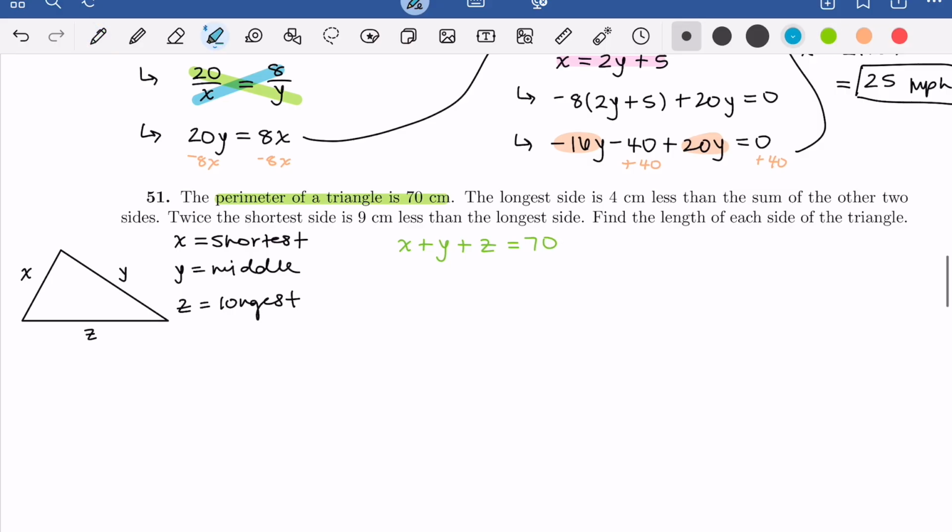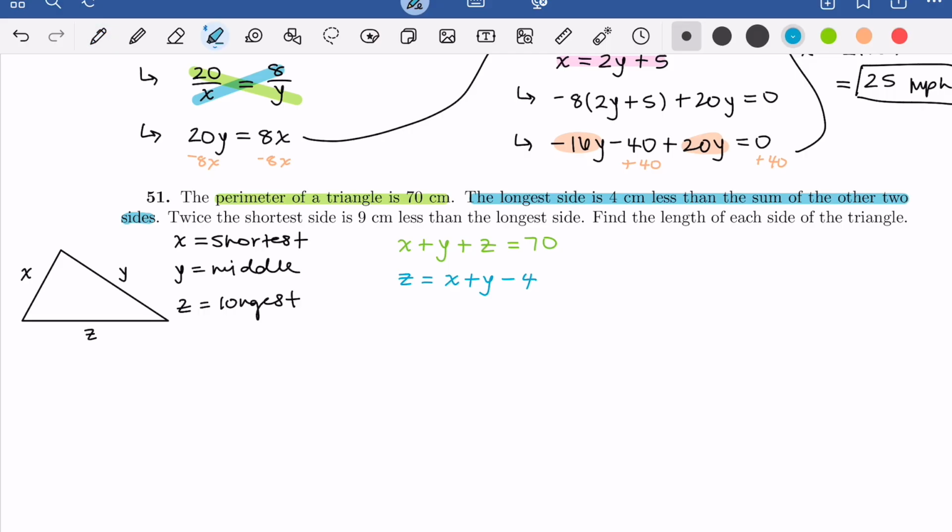All right, then we're told that the longest side is 4 centimeters less than the sum of the other two sides. So the longest side is given by z, and this is going to be 4 centimeters less than the sum of the other two. So we're going to take the sum of the other two sides, and it's going to be 4 centimeters less than that. So we're going to subtract out 4.